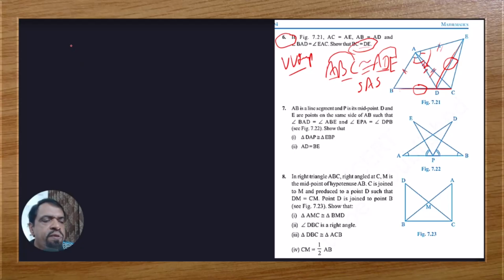So I am drawing the figure here separately. So we added this one. Now we redraw this triangle. These angles are equal and these sides are equal, AB equal to AD and AC equal to AE. So by SAS the triangles are congruent.